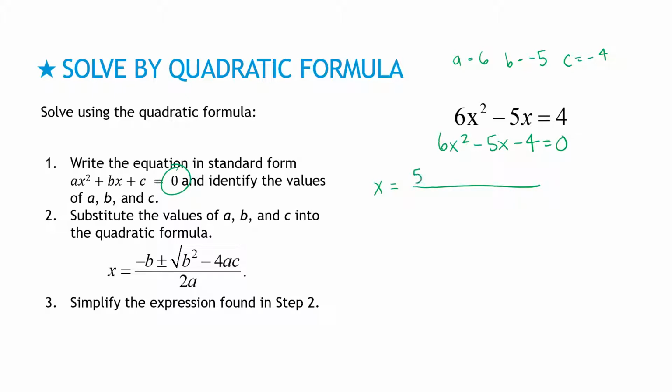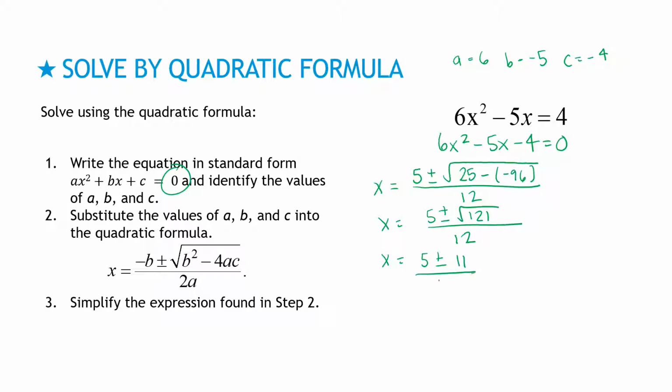The opposite of b would be positive 5 plus or minus the square root of 5 squared, which is 25, minus 4 times 6 times negative 4, which is minus negative 96. Please be careful with your signs because you got a minus and you got a negative. And then the bottom is 2 times a. 2 times 6 is 12. Then I get 5 plus or minus the square root of 25 minus negative, which basically means plus 96, which is the square root of 121 over 12. 121 happens to be a nice whole number again, so it's 5 plus or minus 11 over 12.